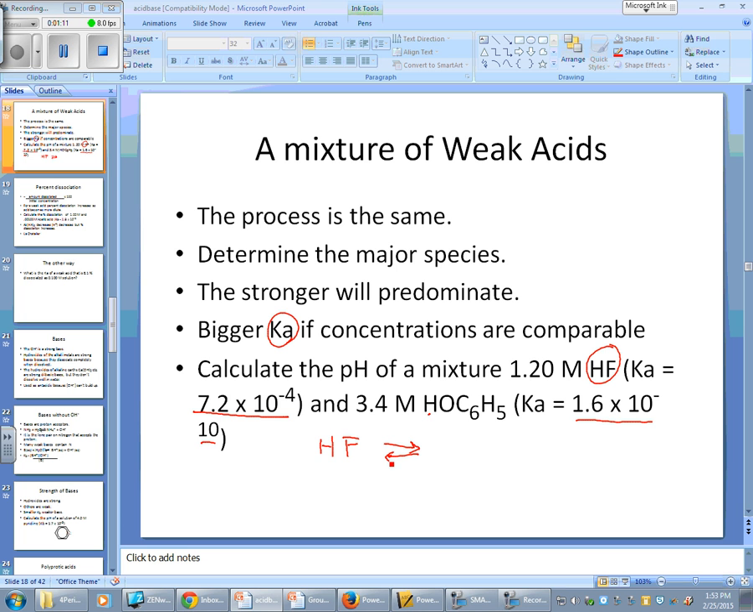Now it is a weak acid, so you would have to go through the whole process with that icebox, putting your 1.20 here and here, and then you can finish that problem on out if you'd like to. I did get a pH of 1.53. 1.532 was my pH for that particular problem. So you can work that out if you'd like to.